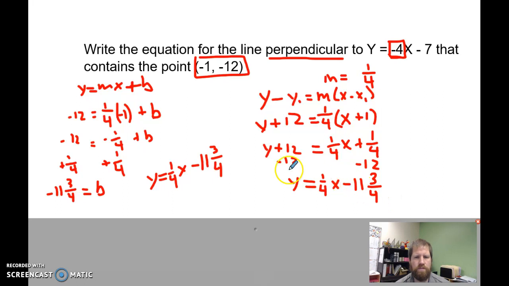Okay. So again, about the same number of steps. You get to choose which method you want to use.